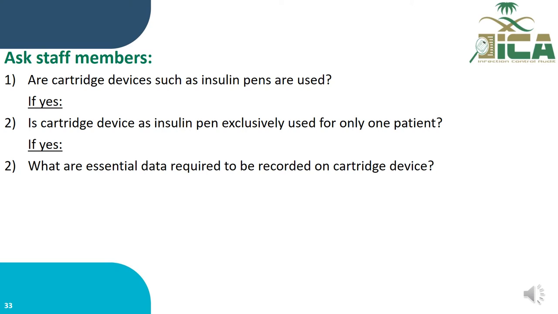If they answer that it is used for one patient only, you need to ask them about the essential data required to be recorded on the cartridge devices, and they should give you the correct answer: there should be the patient name and medical record number, for use for one patient only, and it should also have the date of the first use, to be discarded after expiration of the reuse life recommended by the manufacturer.